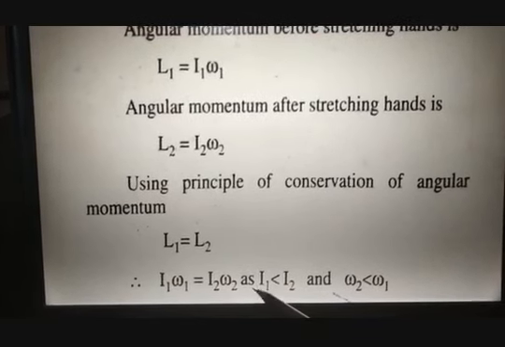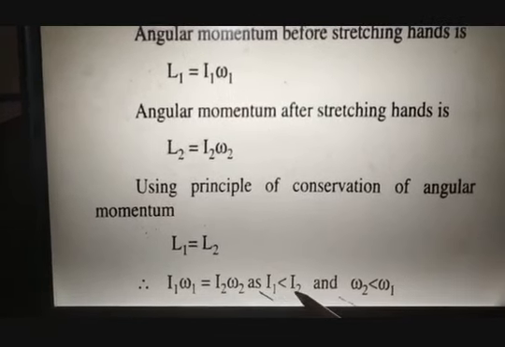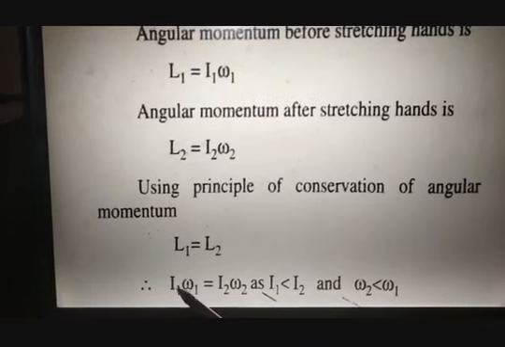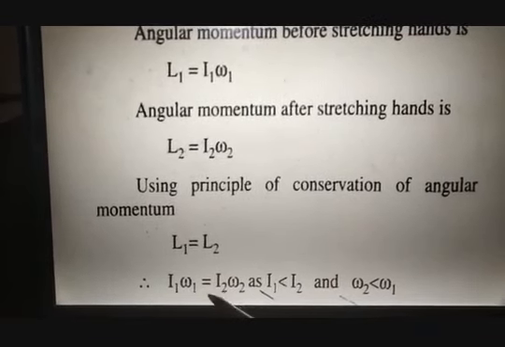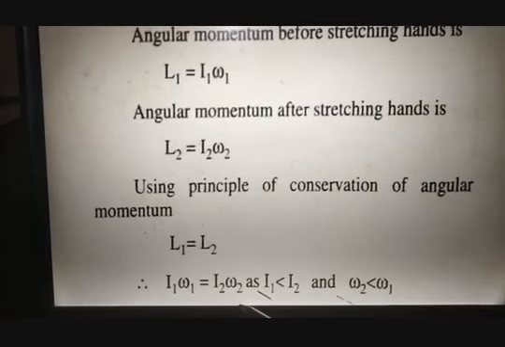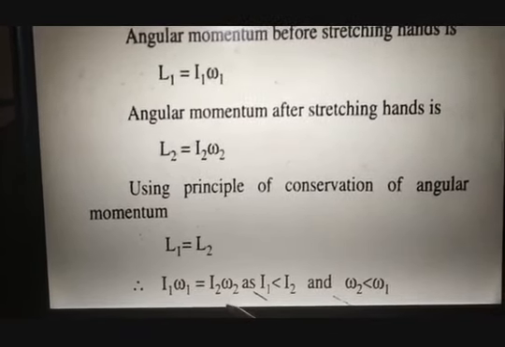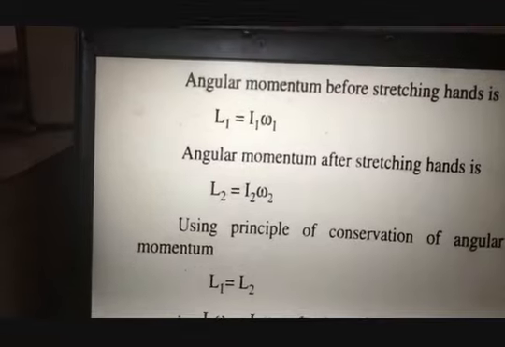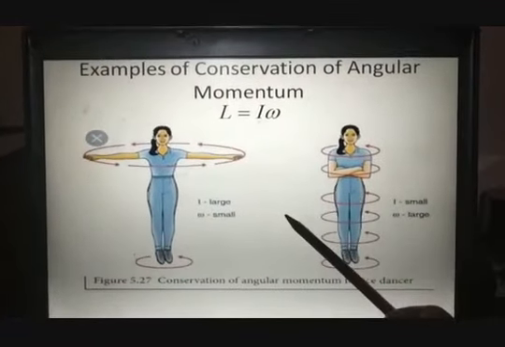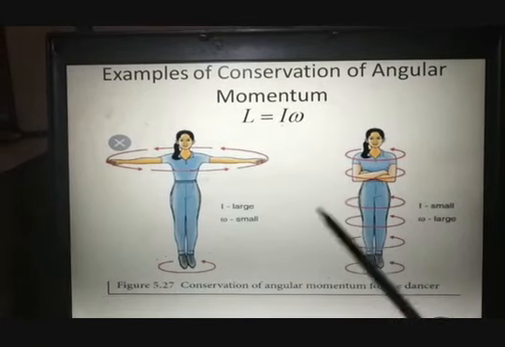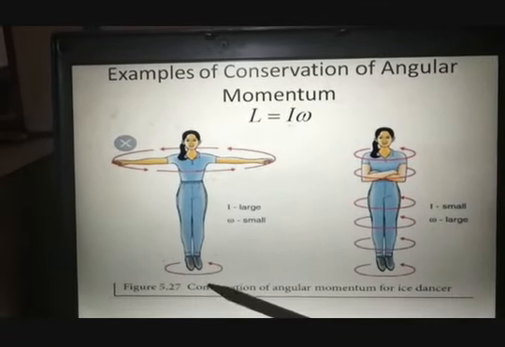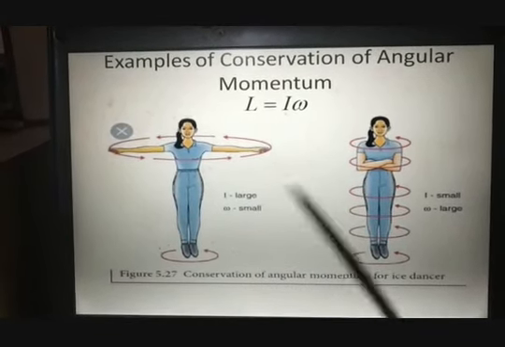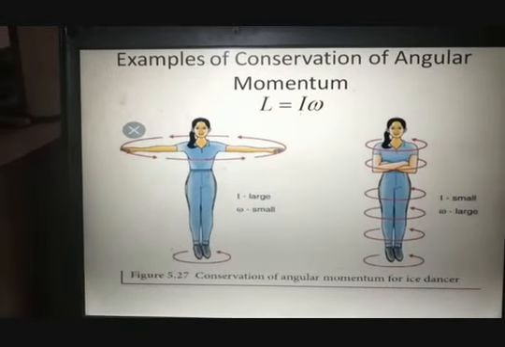Now see, again this is the same condition. If I1 is less than I2, then omega 2 will be greater than omega 1. Why? Because I1 upon I2 is equal to omega 2 upon omega 1, meaning I and omega are inversely proportional. So if I1 is less, omega 1 will be greater. That is the same example. So these ice skaters, ballet dancers, or acrobats use this concept to increase or decrease their speed while they are performing their motion.